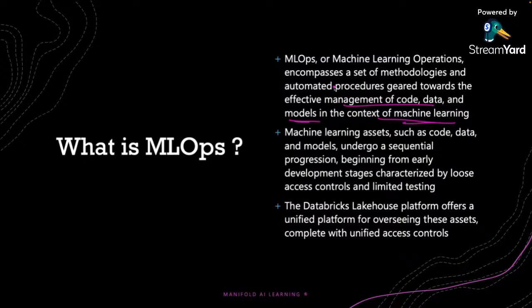Now, when I say machine learning, the machine learning process is going to generate some assets. These assets include the code that we write to apply machine learning on a given data set, the data that we use as part of our training and test data, and the models that we generate as part of our training process.